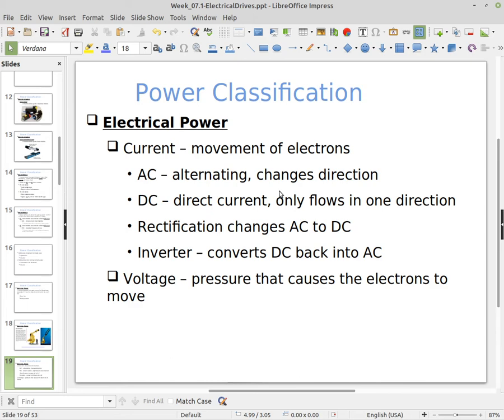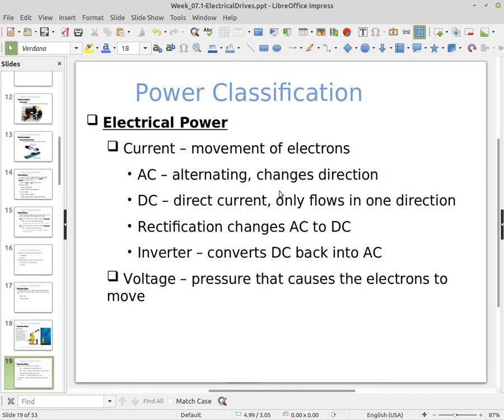We can use something called rectification, which will rectify the AC current and change it to DC only. So remember, AC means it's going back and forth, and rectification basically prevents it from going back in the other direction, so that it can only flow in one direction.